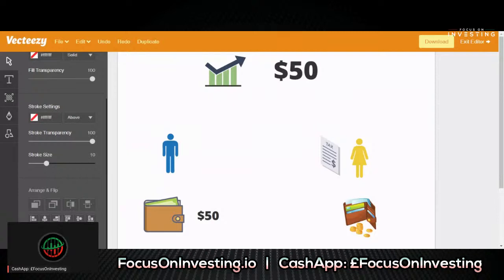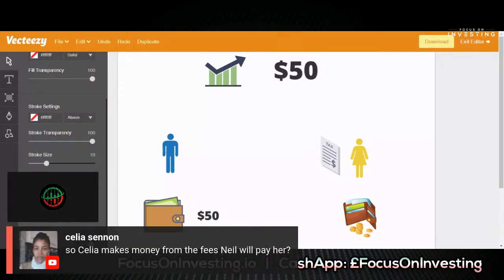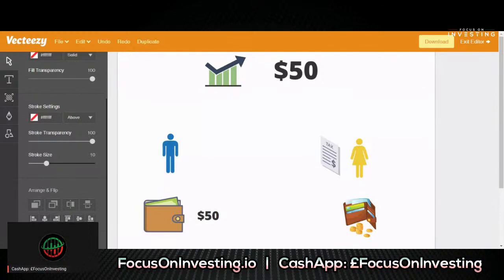Right, this is the basic understanding of shorting in order to understand a short squeeze and how a short squeeze works. It was the fact that Neil predicted that the stock was going to go down, so he hedged his whole bet on it going down. So Celia said, so Celia makes money from the fees Neil will pay her. Correct. So this is the next level part of it, right?